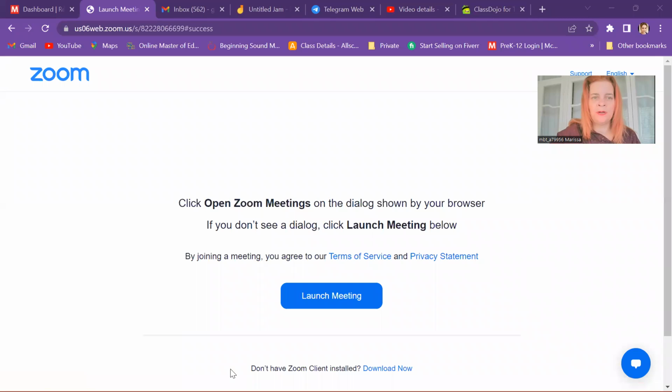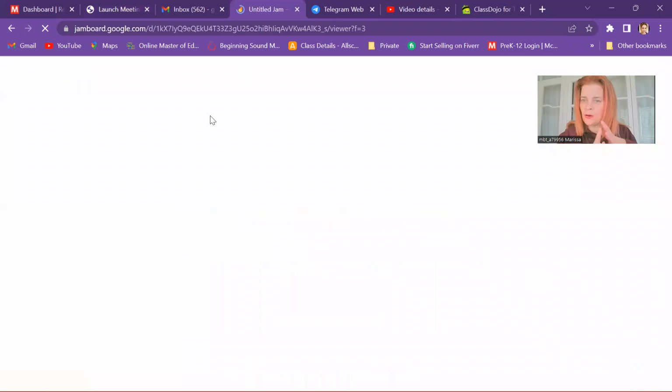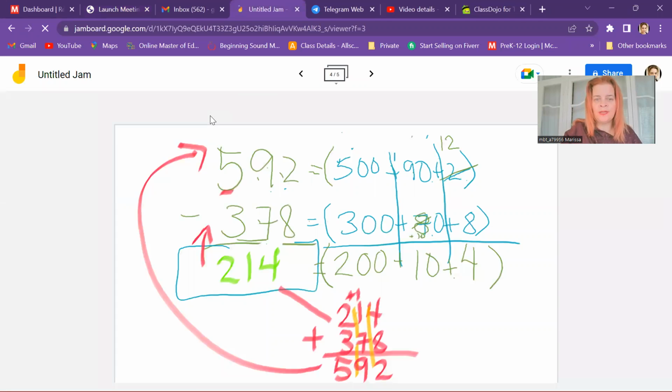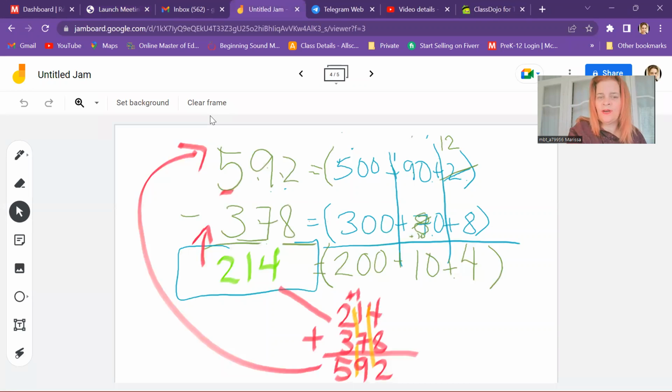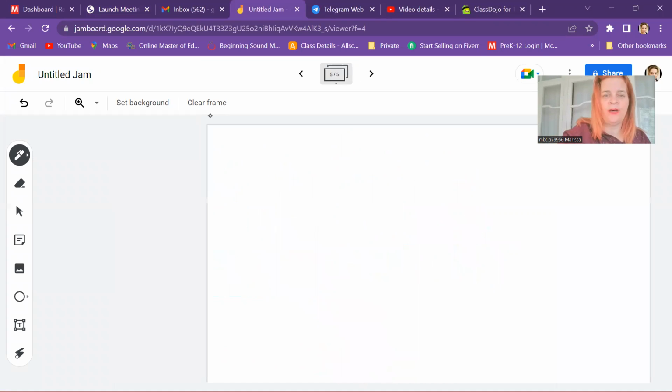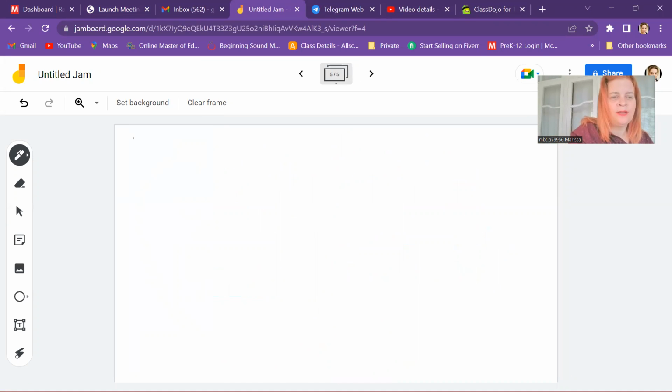Okay, so I'm back to my Jamboard. I'm going to break this down in base 10 so that you can see all the taking away and plussing. Our first answer was that 592 equals 592. This is the answer right here, 214, sorry, was the answer, right? The same one we're going to do in another slide. So 592.